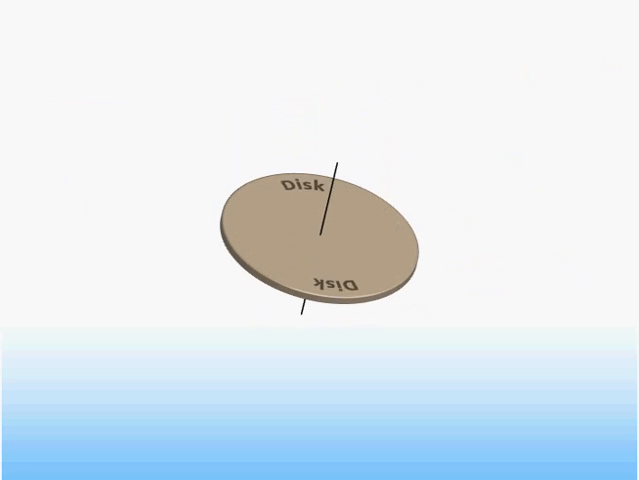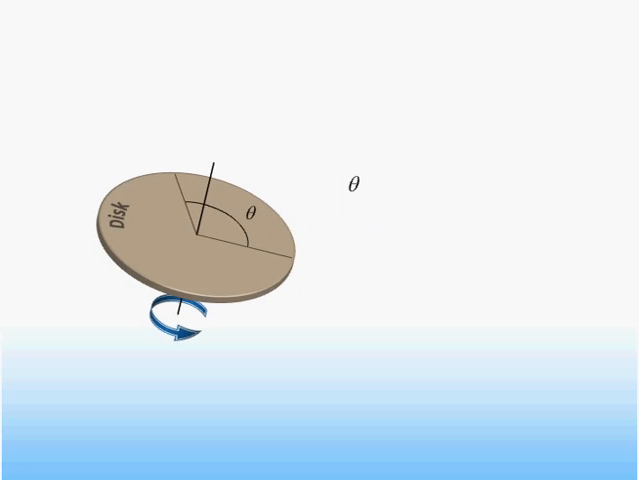Here we see a disk rotating about an axis through its center. The orientation of the disk at any time can be described by a single parameter, the angle theta through which the disk has rotated relative to its initial orientation. We call this angle the angular displacement.